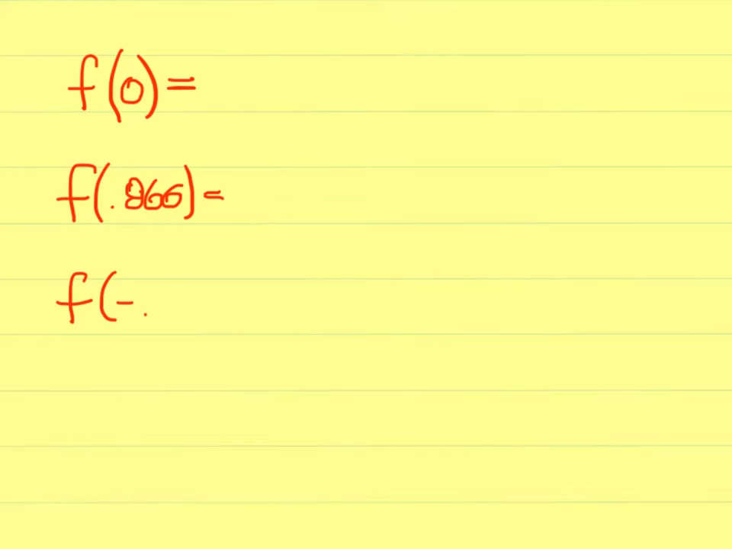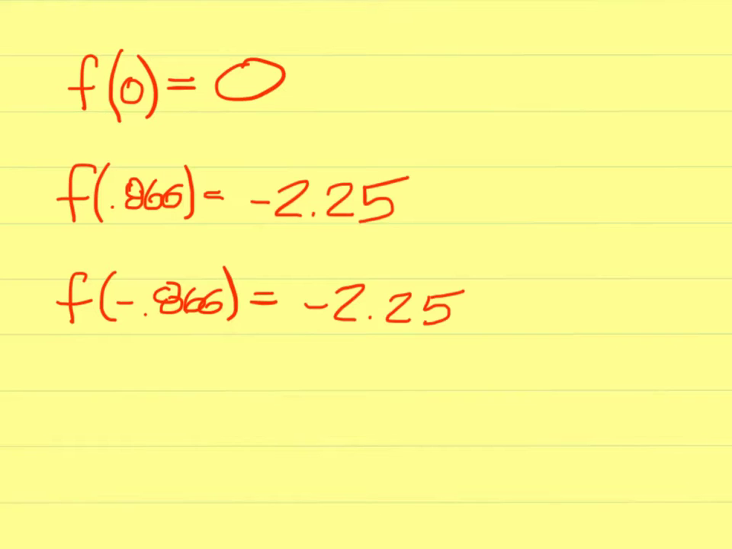The next part is to plug in 0 for the original function, as well as a positive 0.866 and a negative 0.866. When we plug in 0, we get back 0. What happens when we put in 0.866 to the original function and round the answer to 3 decimal places? When you plug in your positive 0.866, you get negative 2.25, and then with negative 0.866, you get back negative 2.25.